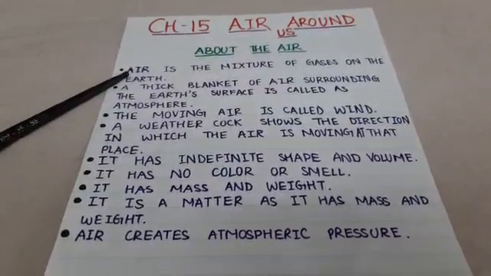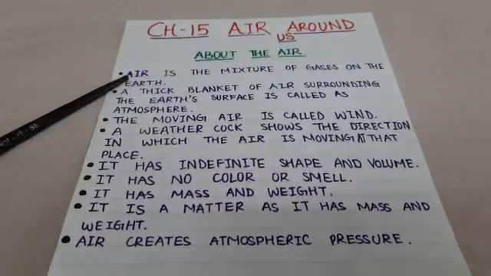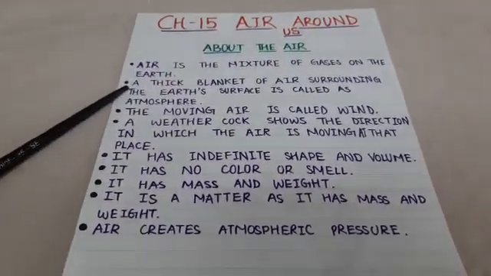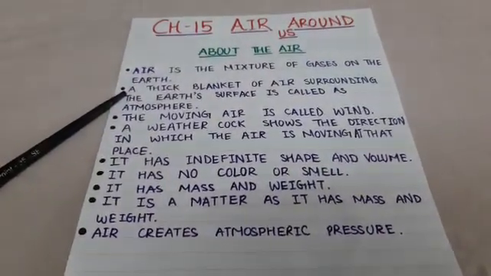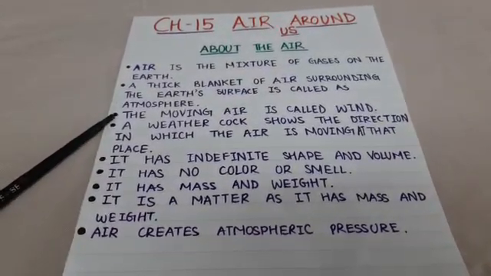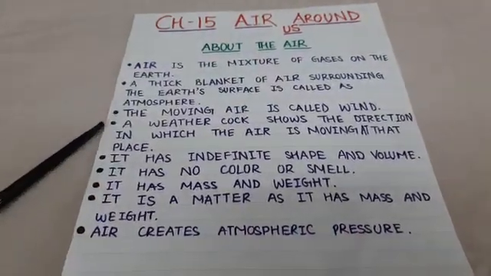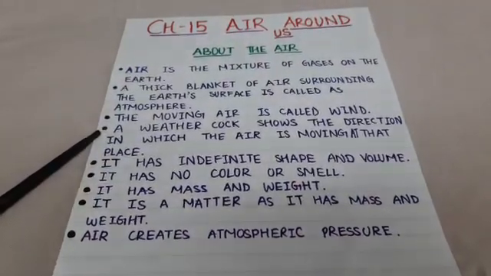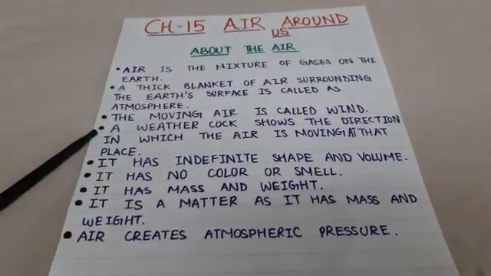Air is the mixture of gases on the earth. That means there are different types of gases present in air. A thick blanket of air surrounding the earth's surface is called the atmosphere. The moving air is called wind. A weathercock shows the direction in which the air is moving at that place.